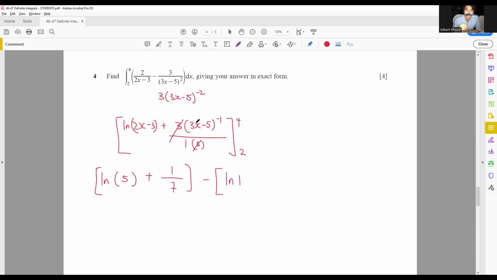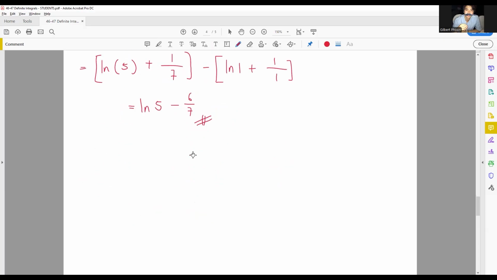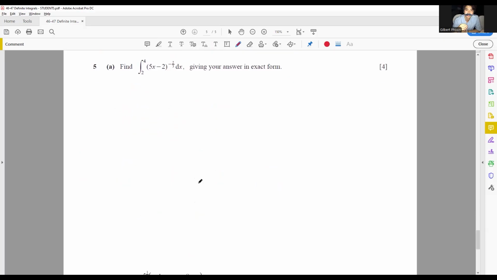Okay, then substituting into this, plus 1 over 3 times 2, 6 minus 5 is just 1. 1 over 1, right? Simplifying the whole equation, ln 5 minus ln 1, you will just get ln 5. Okay, 1 over 7 minus 1, you will get minus 6 over 7. Final answer. Okay, pretty simple and straightforward questions here.